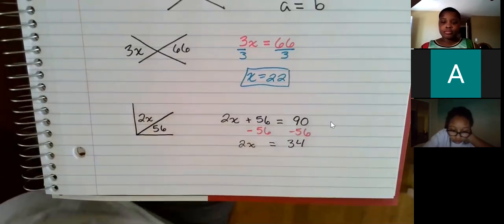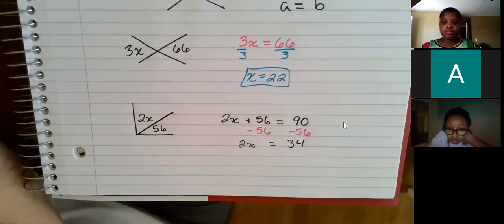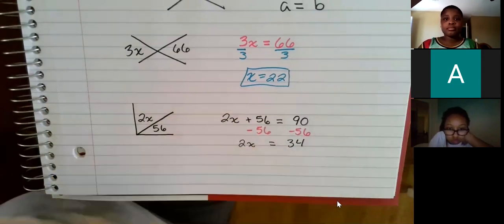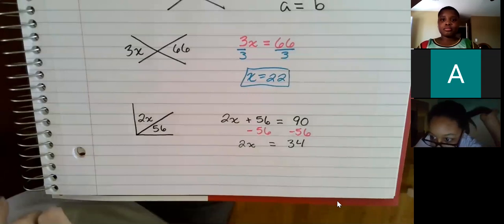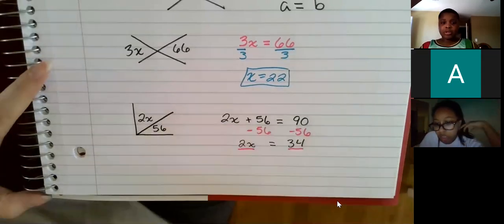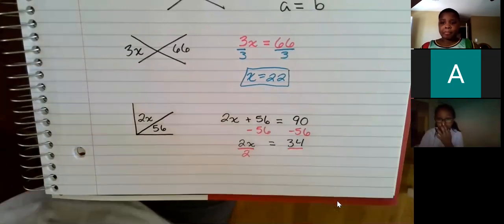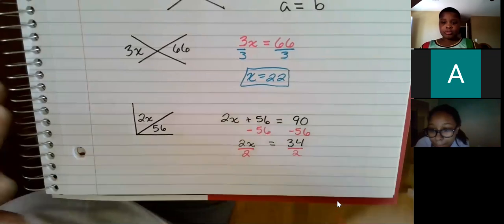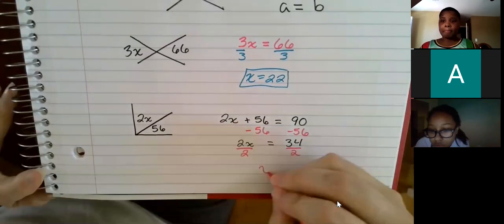We have 2x is equal to 34. Okay, Sanaya, what would be the next step to solving this problem? Divide. And what are we going to divide both sides by? Just by 2, right? We want to leave the x where it is, so we're just going to divide it by 2. So that would give us x equaling 17 in this case.